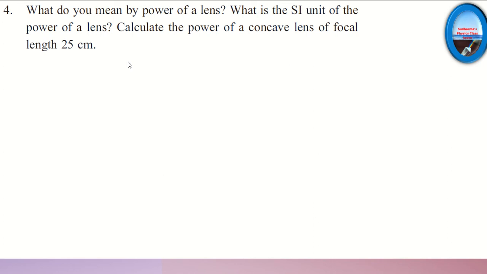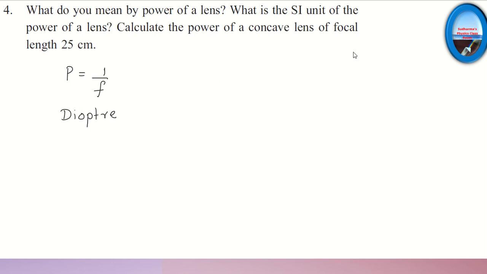Because there is a lot of confusion between the students, what is there in the syllabus, what is not there in the syllabus. That is why when it comes to the question, I am explaining again. Okay, so what do you mean by power of a lens? Power is the reciprocal of focal length expressed in meter. What is the SI unit of the power of a lens? SI unit of power of lens is diopter. So 1 diopter means it's the power of a lens whose focal length is 1 meter.